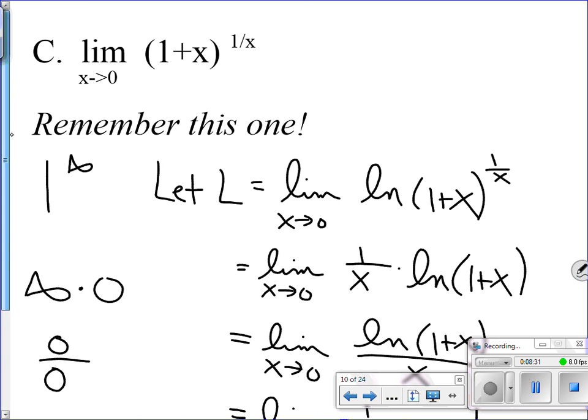Here it is. See that one? You like it? Yes, it's e. You'll see this a lot of places. That's a famous limit. You don't have to memorize it because you can always figure it out, right?